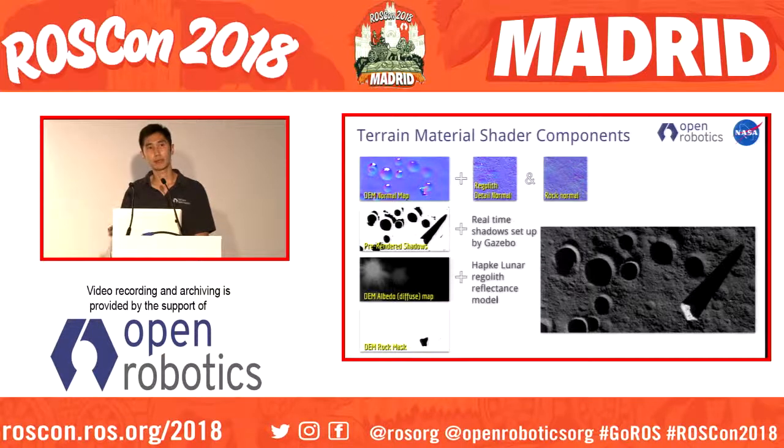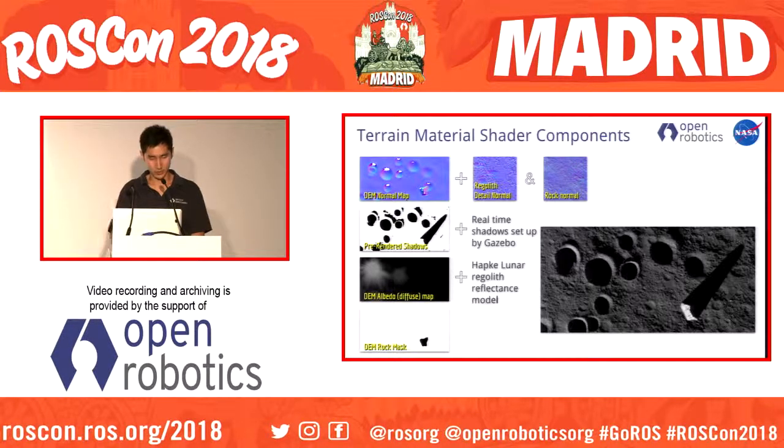You also have the pre-rendered shadows. We assume that the sun's position relative to the moon stays relatively fixed over the duration of each simulation session, so we can use static shadows for the terrain. But they will also be able to access the real-time shadows that we set up. I'll touch on this topic a bit later, but these are the shadows associated with the rover. And then you have the standard albedo, diffuse maps, and rock masks.